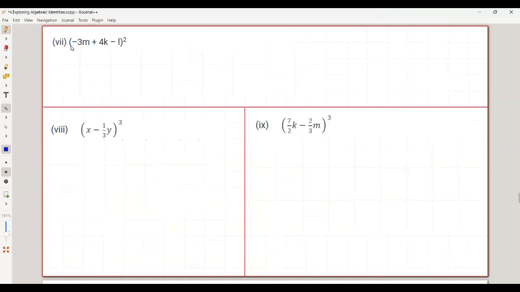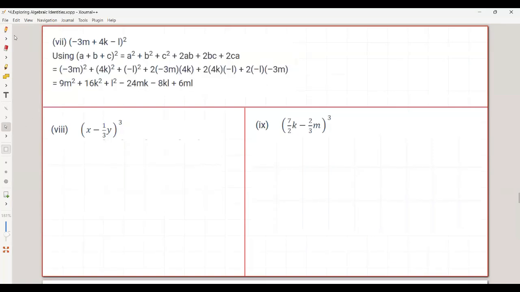Question number 7: minus 3m plus 4k minus l, the whole square. We have to use the suitable identity to expand this. By seeing the question, you have to understand which identity is exactly matching for this, in the form of a plus b plus c. Don't think that it's minus; you can just take it as a plus b plus c the whole square. So we are going to apply that identity.